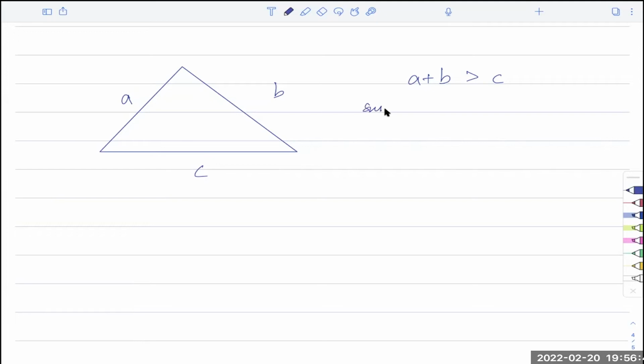So sum of any 2 sides should be greater than the third side. That's the first idea of a triangle. Okay? So tell me, can you try to solve this question using this idea?